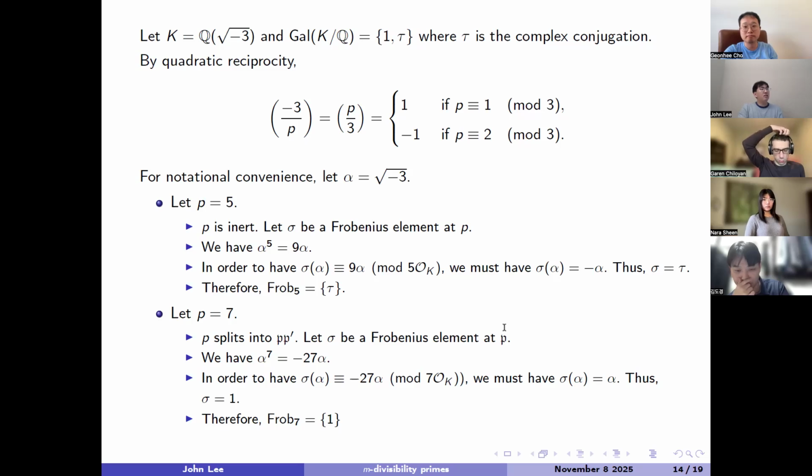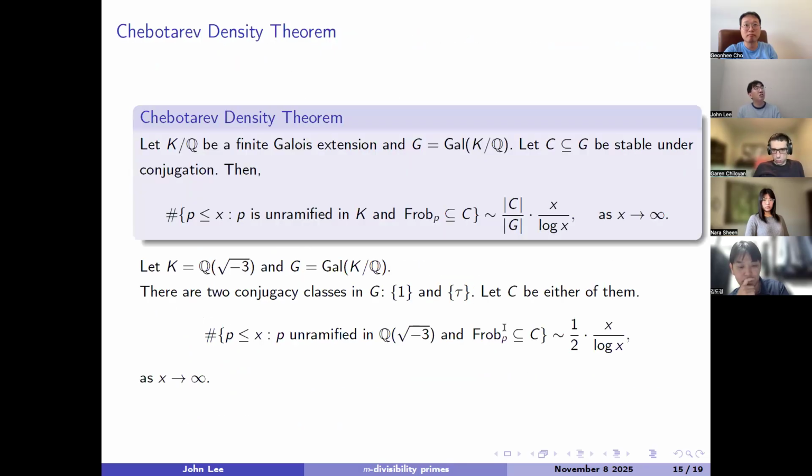Okay, so I think we have some good exercise experience with the Frobenius class. Now I want to introduce Chebotarev's density theorem. So let K over Q be a finite Galois extension and G be the Galois group. Let C be stable under conjugation. It doesn't need to be a conjugacy class, but it can be a union of conjugacy classes. Then the number of primes up to X where P is unramified in K and rho P is contained in C, because rho P is a conjugacy class, it's not an element, so we need to use the containment symbol. That's roughly size of C over size of G times X over log X.